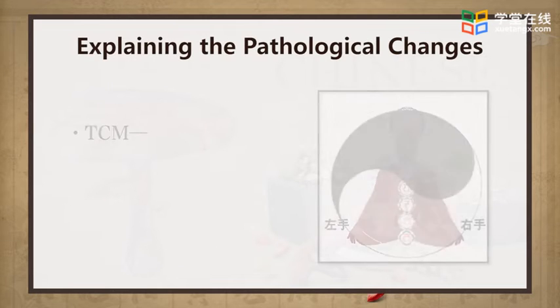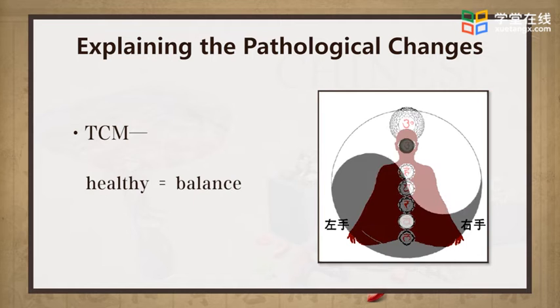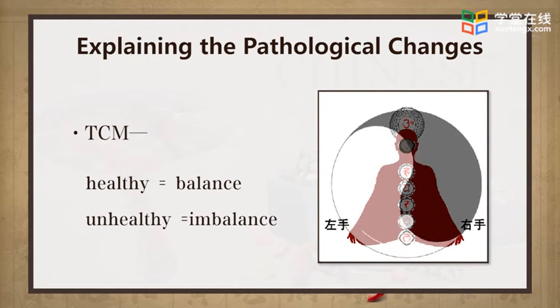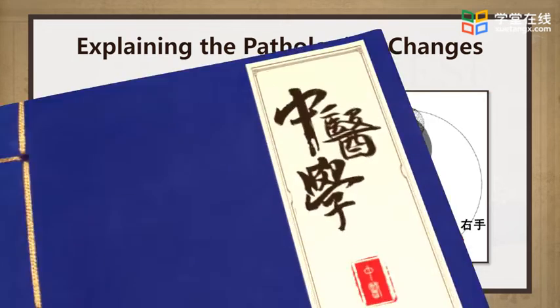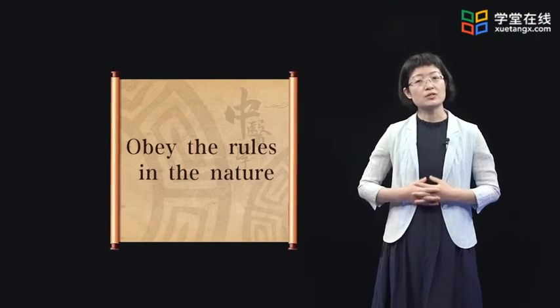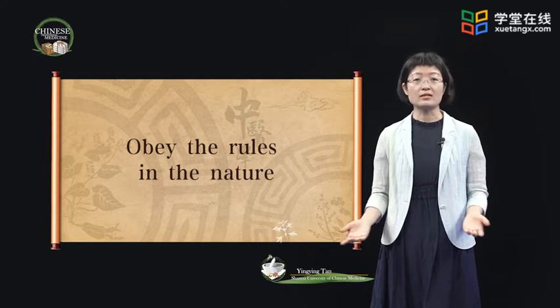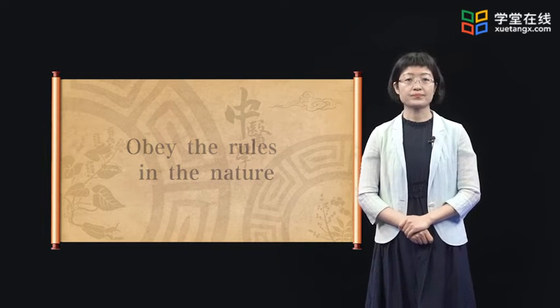From the view of TCM and yin-yang theory, our body will be healthy when yin and yang stay in a balanced condition, while unhealthy when the balance of yin and yang is broken. So we need to obey the rules of nature, obey the principle of yin and yang, in order to keep the balance between yin and yang.